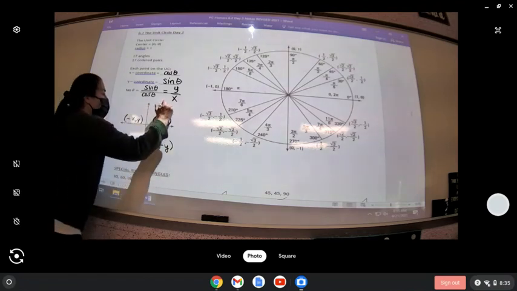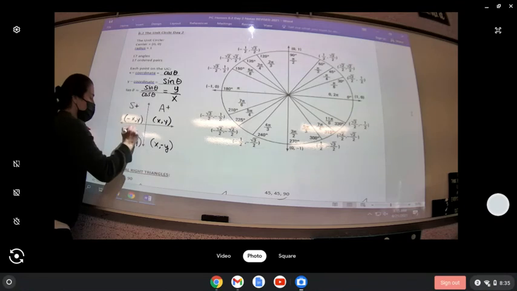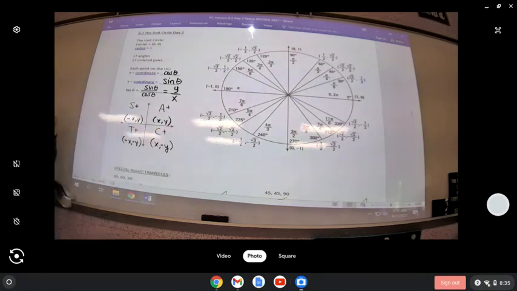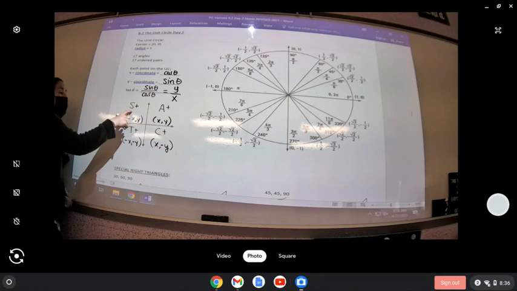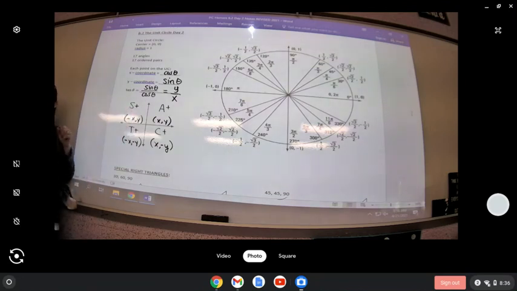So we have "All Students Take Calculus" to help us remember which quadrants produce a positive ratio for each trig function and which quadrants produce a negative ratio. All trig functions have a positive ratio for angles in quadrant 1. Only the sine ratio is positive for angles in quadrant 2. Now, this includes their reciprocals, so it would be sine and cosecant. Is that a P or a plus? It's a plus. I just put all positive, sine positive, tangent positive, and cosine positive.